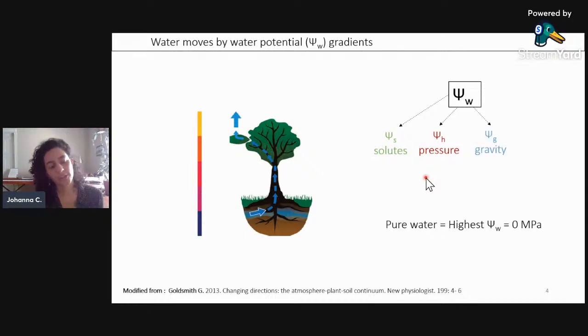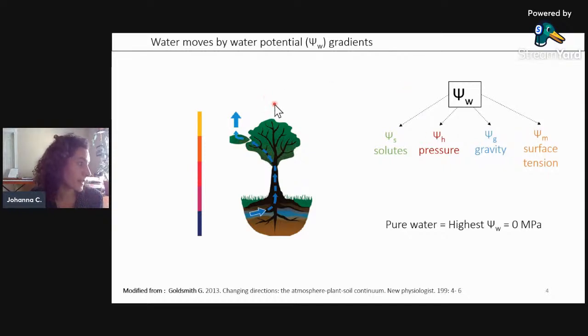And then we have the gravity potential, that is the force that gravity exerts against the water molecules. And we have the matrix potential that refers to the surface tension. So it's actually those forces that attach the water molecules to the cell walls, and also the forces that attach the water molecules among themselves. So this is just to tell you that the sum of all these components is equal to the water potential at the end, but we're just going to focus in general on the whole water potential and not on each of these components.